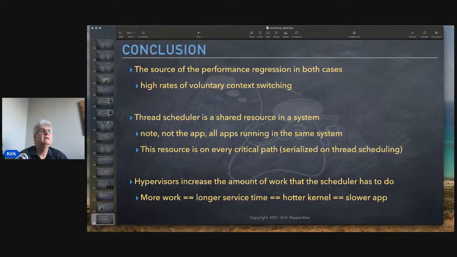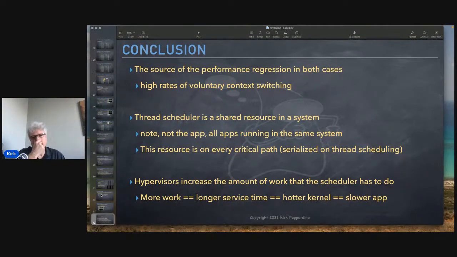But anyways, the conclusion is the source of the performance regression in both cases was high rates of voluntary context switching. And as I mentioned before, the thread scheduler being a shared resource in the system, we have to consider the aggregate impact of all of our applications on this particular resource when we're analyzing for problems in our system.